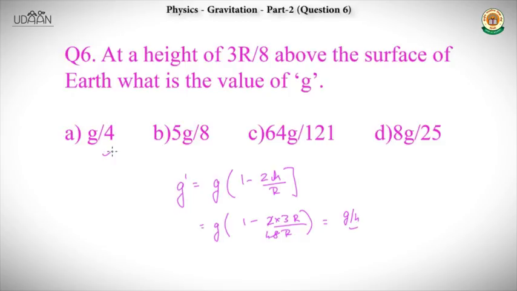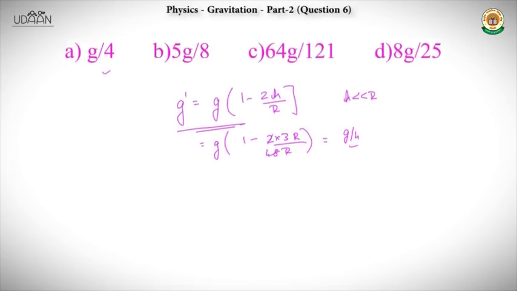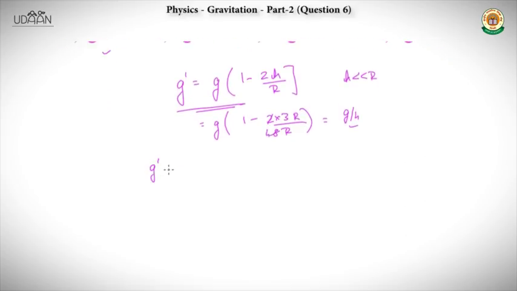See, the trick over here is that this formula is valid only when h is much less than R. Only when this term is very, very small compared to R is this formula valid, whereas here it is almost half of R. So for this we'll have to go into the derivation. g' = g/(1 + h/R)², so this term comes as minus 2 when h/R is very small. But in this case it has a very big value, so we'll have to use this formula itself.